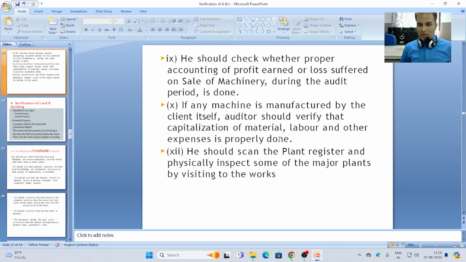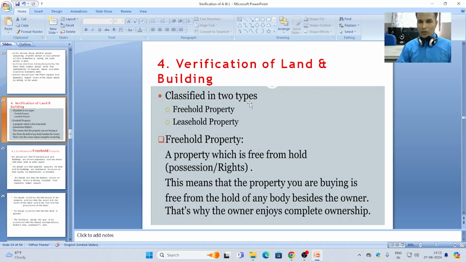So these are the points that should be taken by the auditor into consideration at the time of verification of plant and machinery. Now, the next asset is land and building, also known as property. There are two types of property. First is leasehold property, second is freehold property.